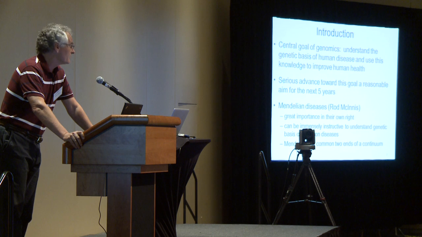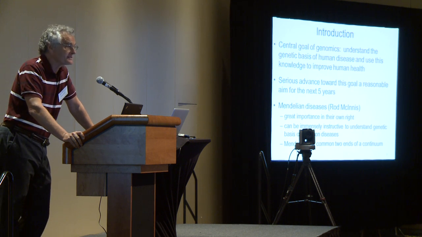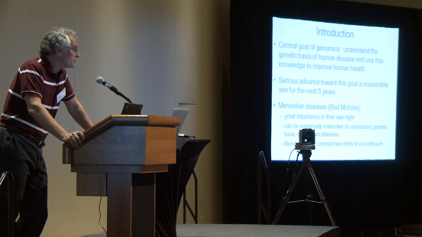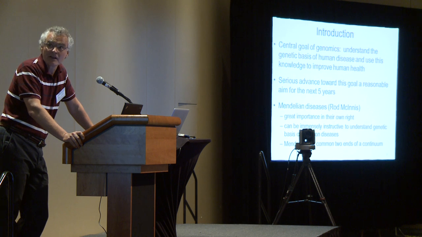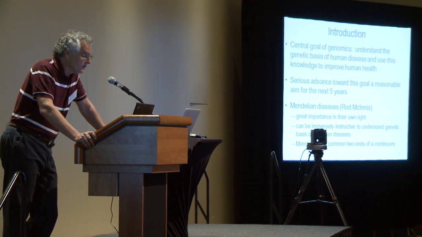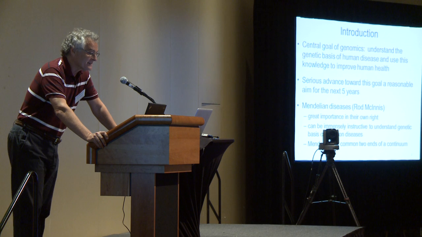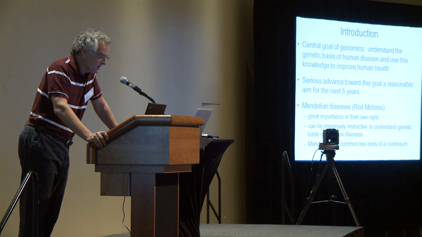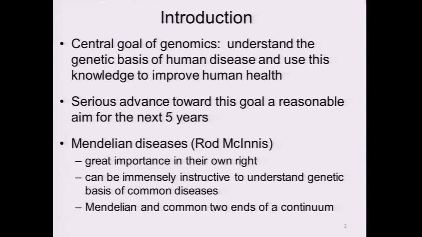Certainly a central goal of genomics is to understand the genetic basis of human disease and use this knowledge to improve human health. I'd like to argue that serious advance toward this goal is a reasonable aim for the next 5 years. Mendelian diseases obviously are important. Rod McGinnis will be talking about these. They're of great importance in their own right, can be immensely instructive to understand the genetic basis of common diseases. And in a real sense, Mendelian and common are just two ends of a continuum.